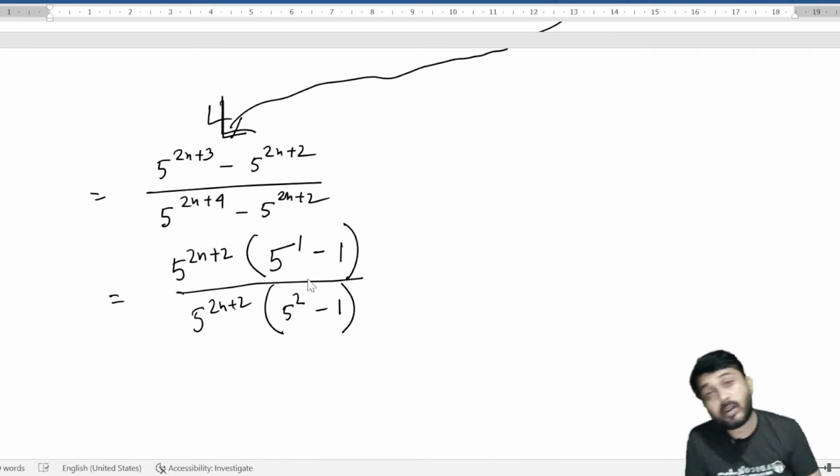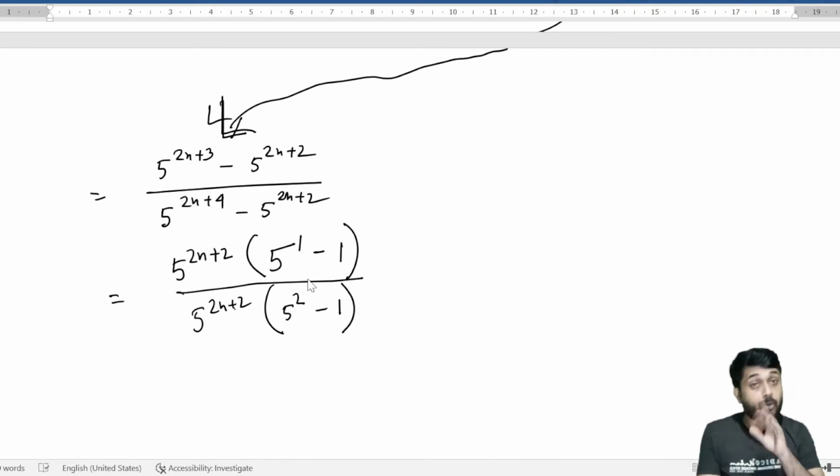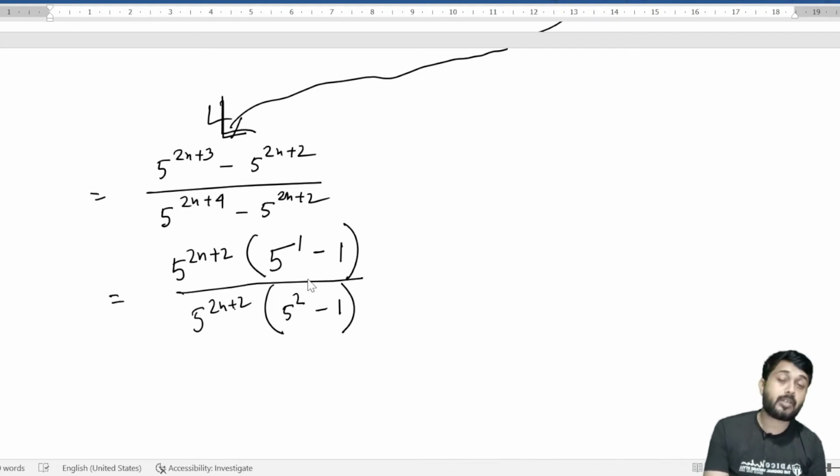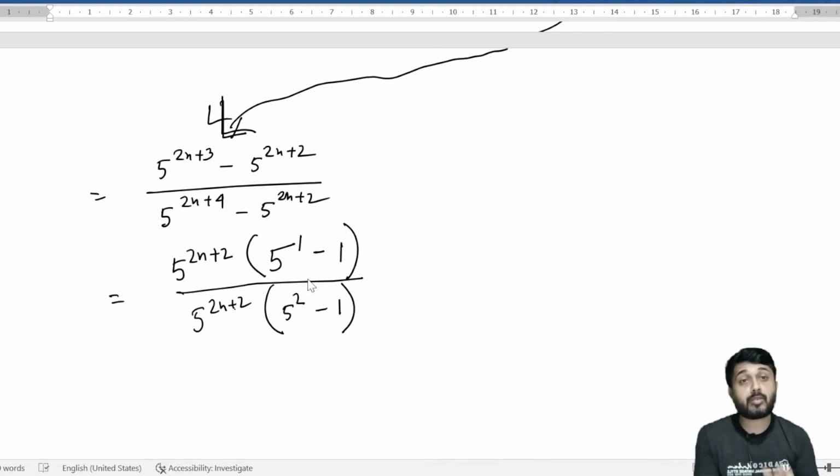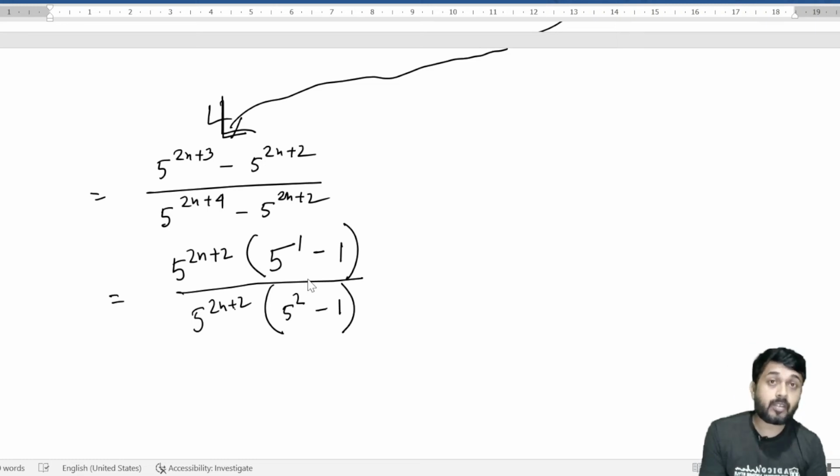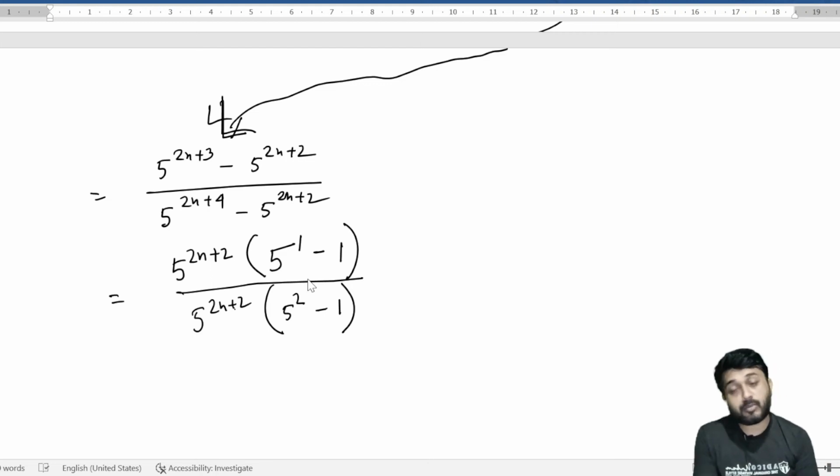Get to know and understand the rules for indices or exponents, the laws for indices or exponents, properly. Laws are your arms, okay. Once you have the arms in your hand, you will have the victory in the battlefield. That is guaranteed, that is certain. So the rules for exponents or indices are your arms in this chapter. Without them, you cannot proceed a single step further.